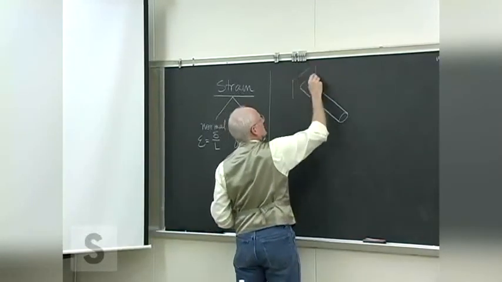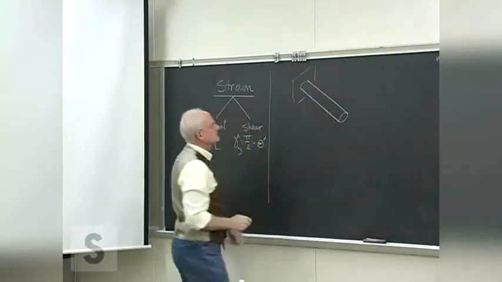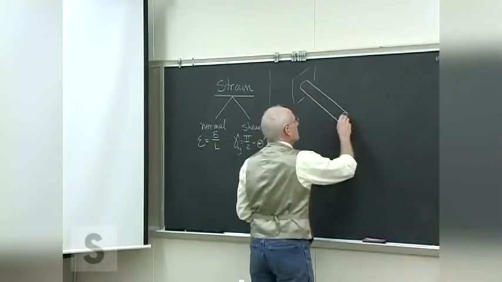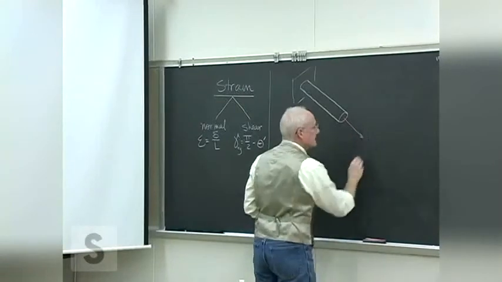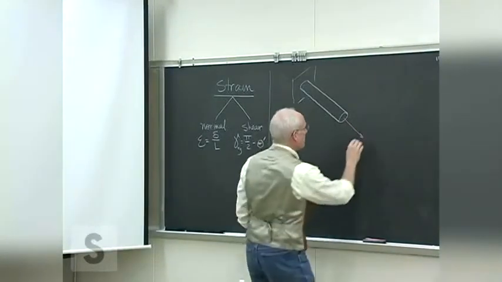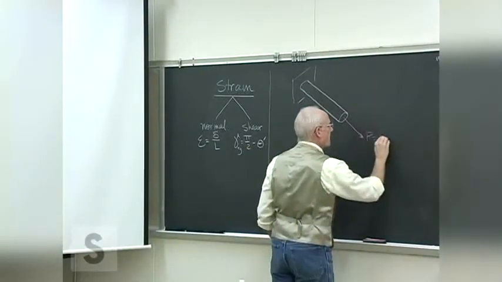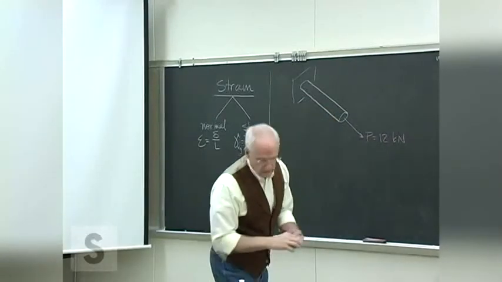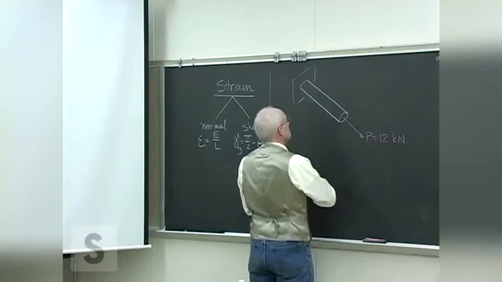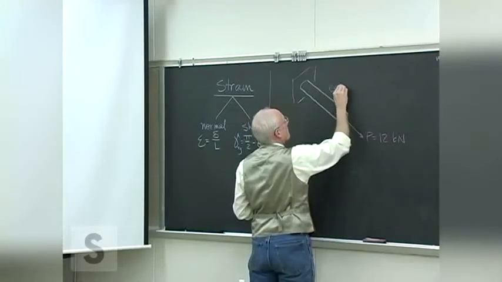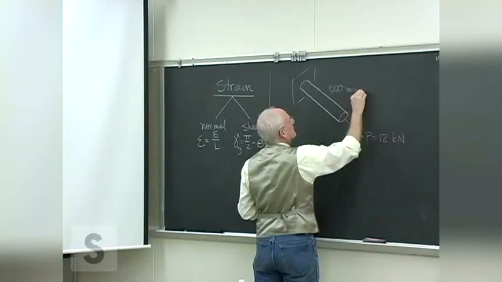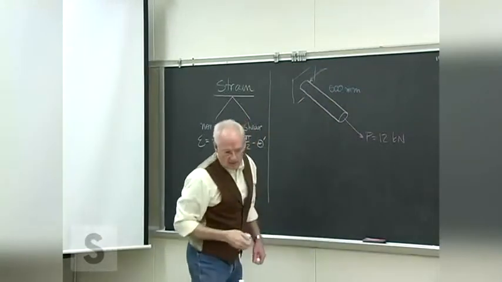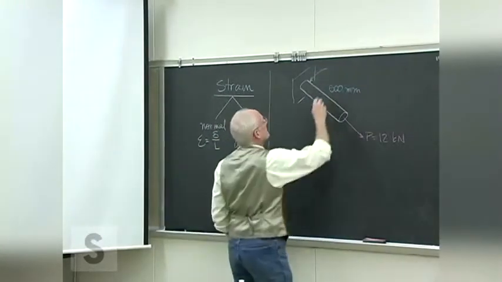All right, so a wrap-up problem. Some kind of structural member under some load, 12 kilonewtons. Original length 500 millimeters. Original diameter 16 millimeters.